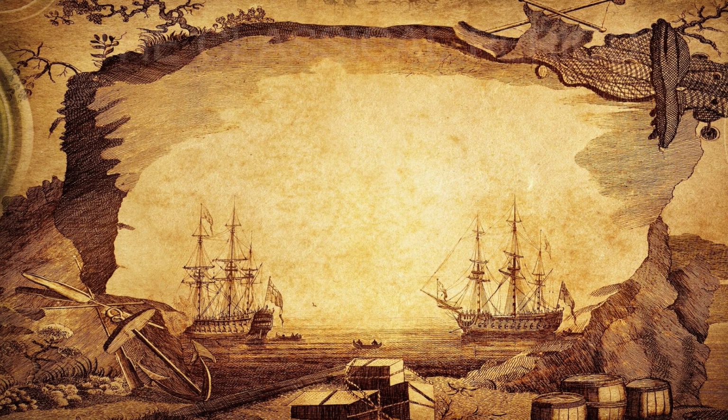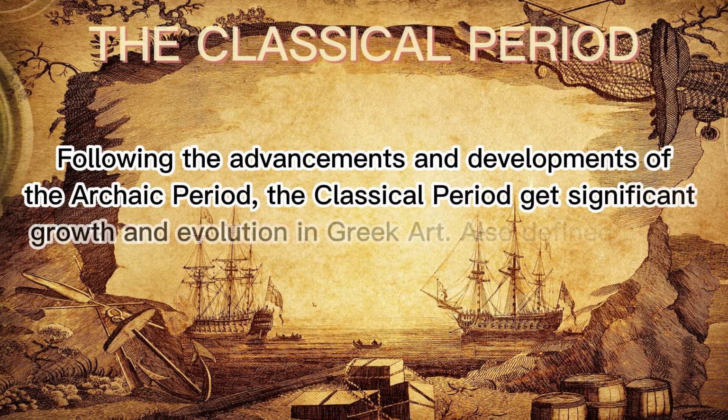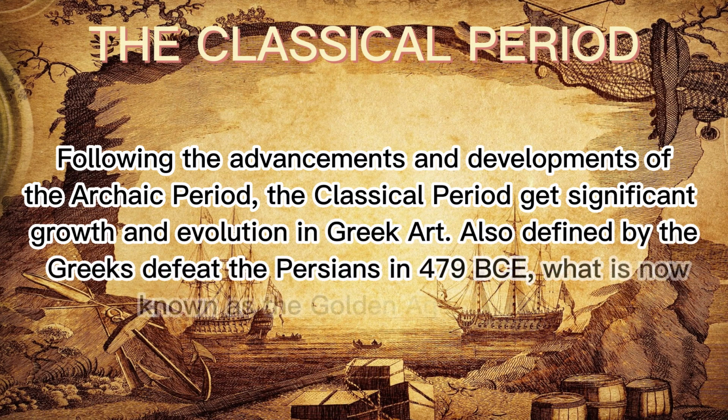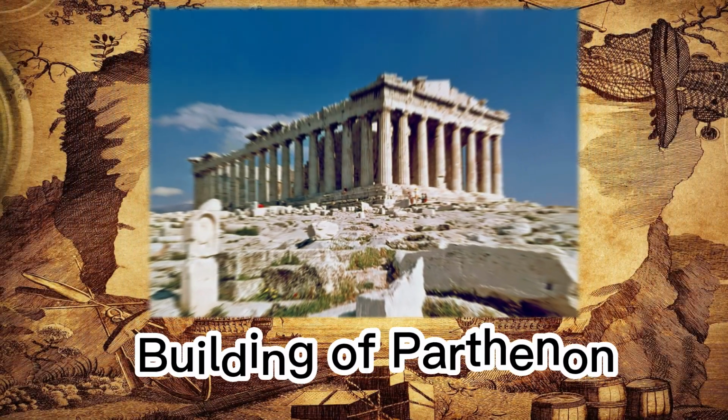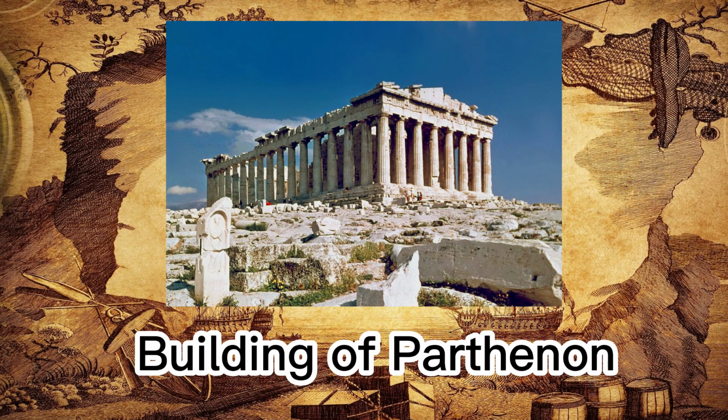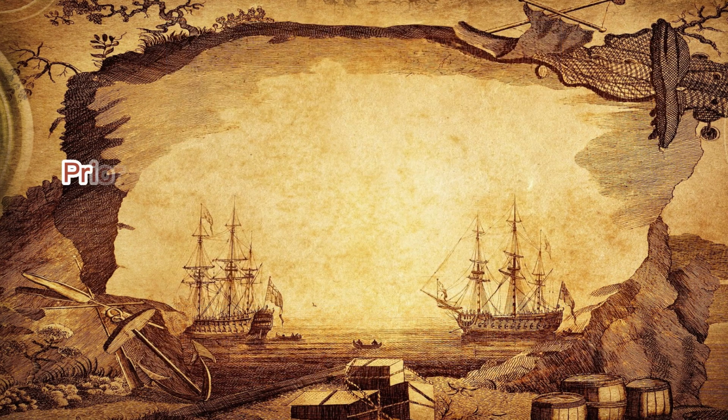The Classical period. Following the advances and developments of the Archaic period, the Classical period saw significant growth and evolution in Greek art. Also often defined by the Greek defeat of the Persians in 479 BCE, what is now known as the Golden Age of Greece. The city of Athens dominated the flourishing artistic scene, and the building of the Parthenon paved the way for unprecedented achievements in architecture and sculpture.